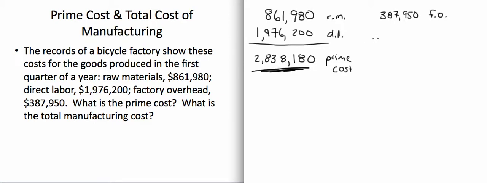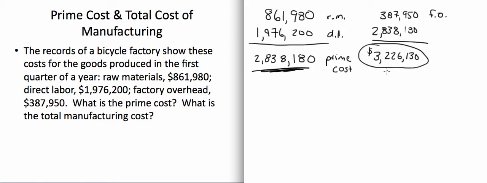And then the second aspect asks for the total manufacturing cost. So we take 2,838,180 and add that into our factory overhead of 387,950, and that gives us an answer of 3,226,130. So that's the total manufacturing cost. All right, so that's the first thing that we're talking about here, the prime cost and total manufacturing cost.